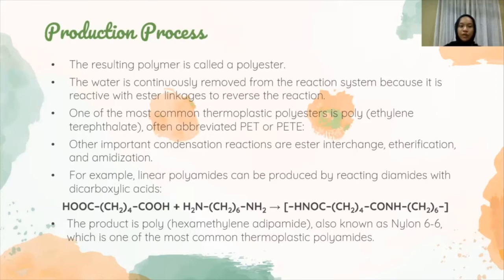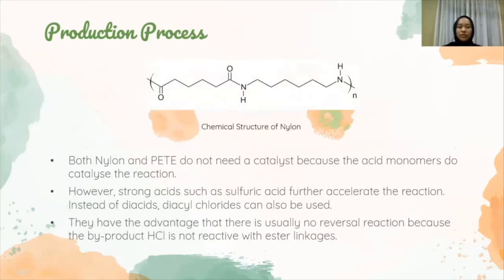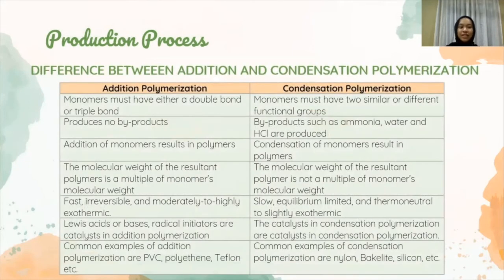One of the most common thermoplastic polyesters is polyethylene terephthalate, often abbreviated as PET or PETE. Both nylon and PETE do not need a catalyst because the acid monomers catalyze the reaction. However, strong acids such as sulfuric acid further accelerate the reaction. They have the advantage that there is usually no reversal reaction. Long story short, this is the difference between addition and condensation polymerization.